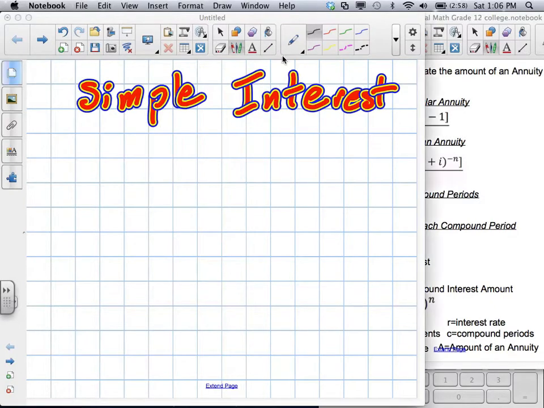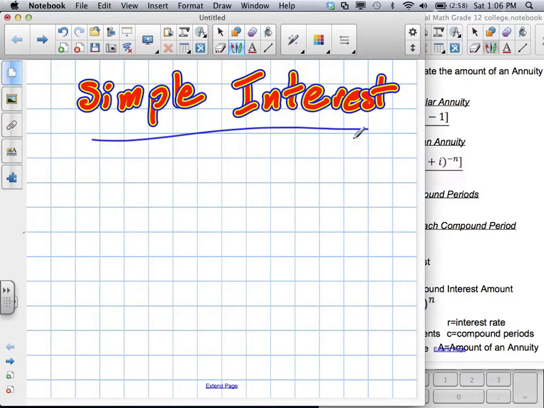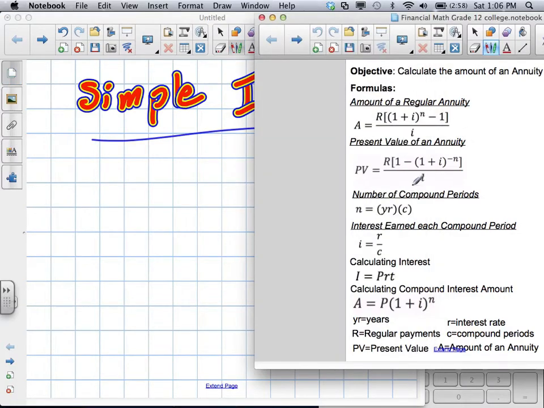Okay, today we're going to go over simple interest. So we're talking about our financial math. Now I'm just going to go on this other page here. There are a lot of formulas here. You're eventually going to get into some of these annuities and stuff like that. But simple interest, or calculating interest, this is calculating interest.